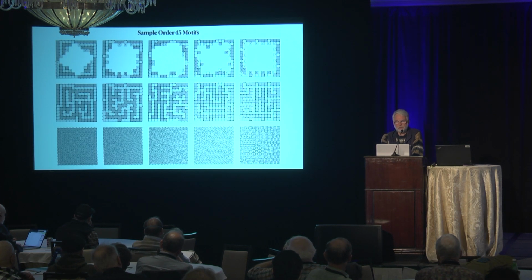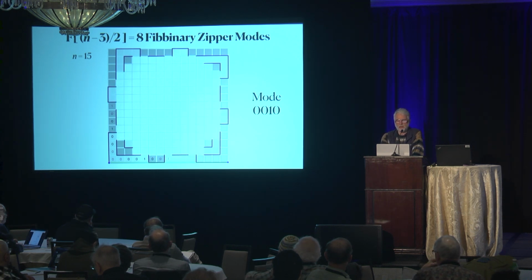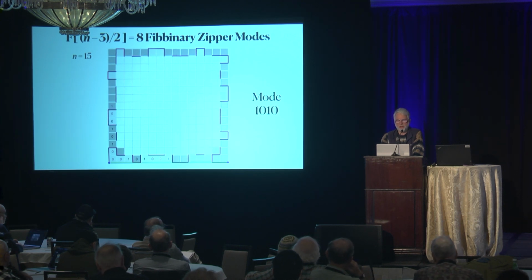So here's for order 13. These are sample space-filling curve motifs, and you can see in the bottom row that they all work. They're self-avoiding, so you can fill them in. And for n equals 15, there's 8 Fibbinary zipper modes. So let's look at them all. Basically, we're counting in Fibbinary. So those are the 8 modes.